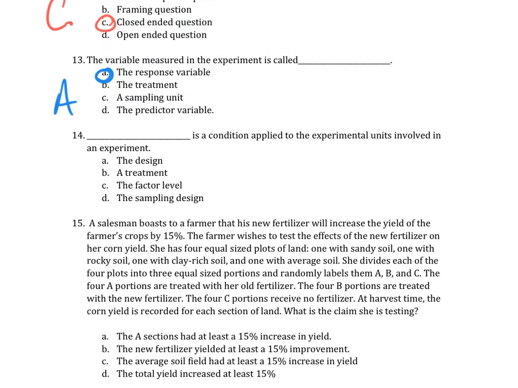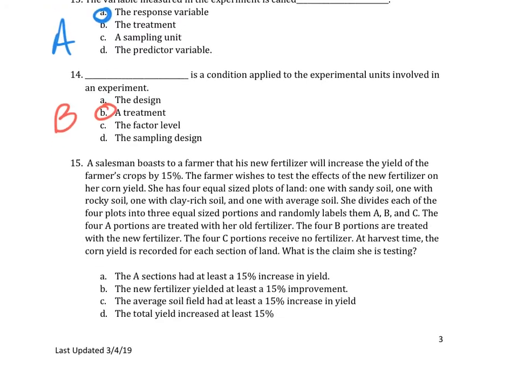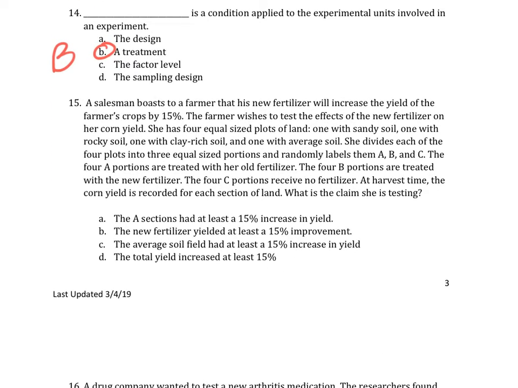14, blank is a condition applied to the experimental units involved in the experiment. That would be the treatment, the thing that you are introducing, so like the new drug or listening to music while testing or something like that. All right, 15, we've seen this problem a lot of times.